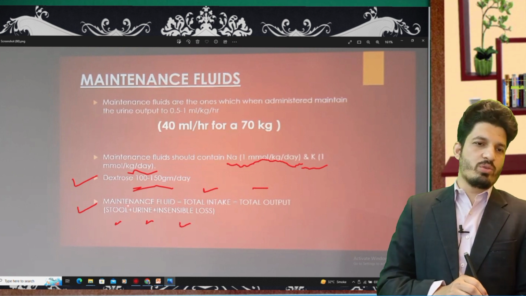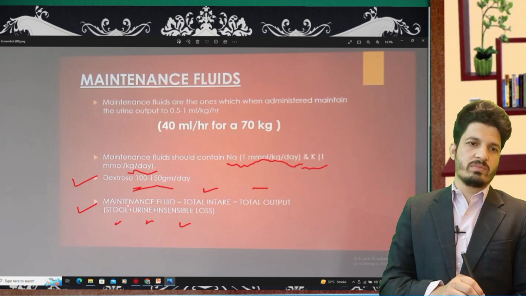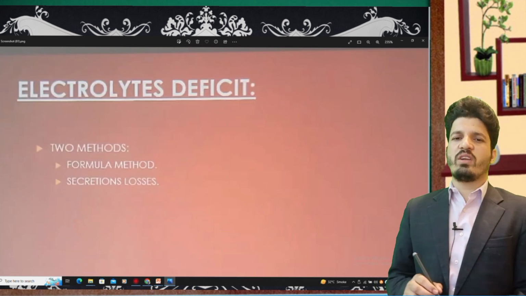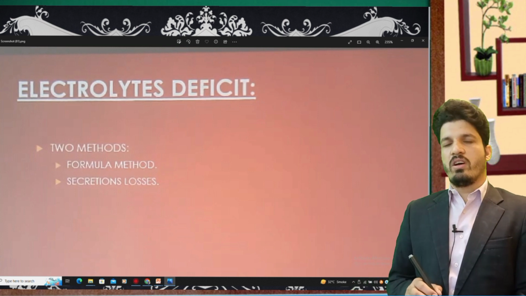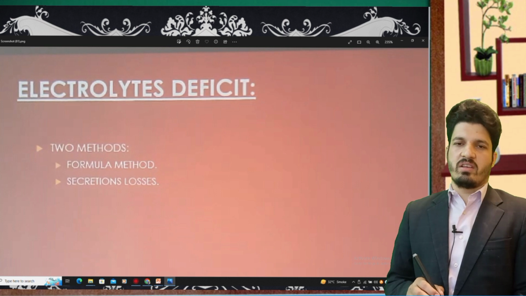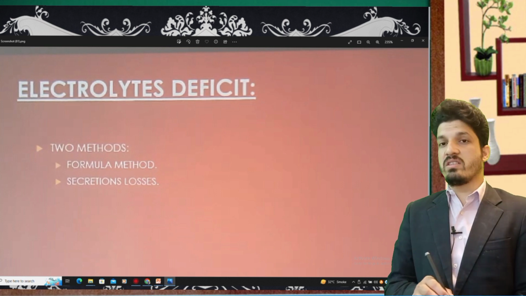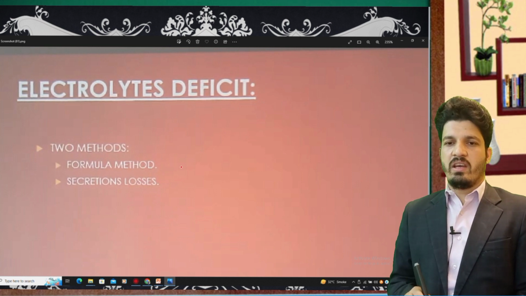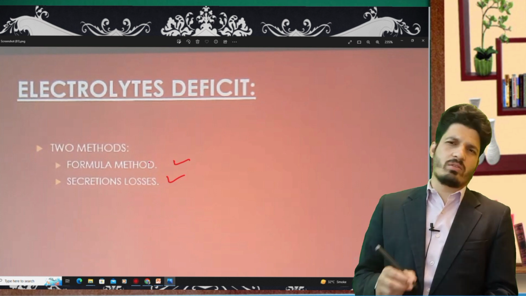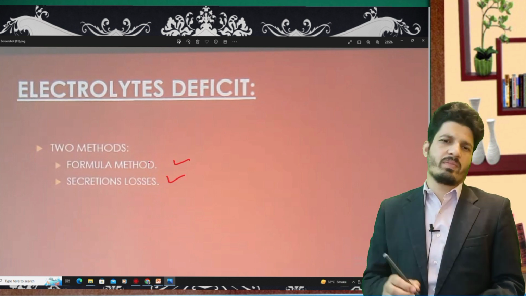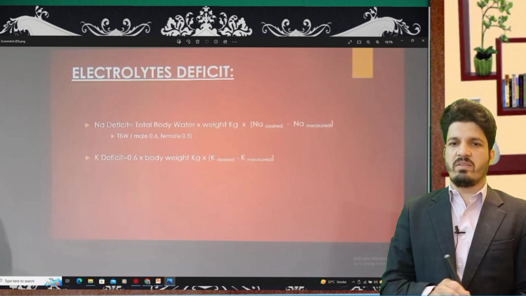So moving towards the next slide, electrolyte deficit. You have two methods to calculate the electrolyte deficit. The first method is the formula method, which is the accurate method, and the other method is secretion losses, which I will discuss later, and it is somehow a crude method. So first of all, we are going to discuss the formula method.